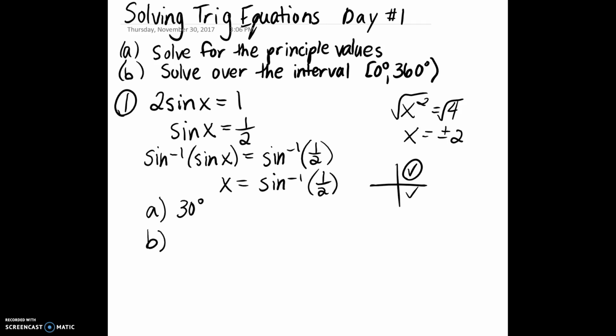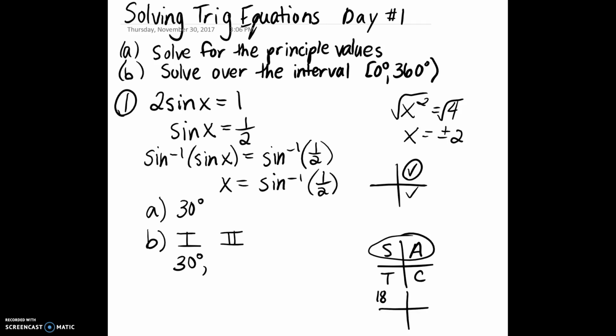For part B, if we're going 0 to 360, we want all the values in the quadrant. So we want to think about, for that, all students take calculus as opposed to our principal value quadrants. And now we're looking at, okay, sine is positive in the first two quadrants. So my quadrant 1 angle is 30 degrees. We already got that answer. And then in my quadrant 2, you can use your reference angle rules and do 180 minus. So this would be 150 as our other answer.